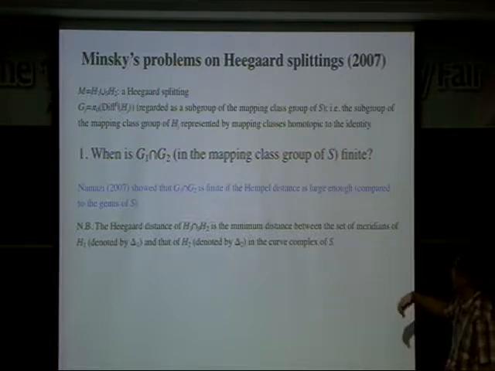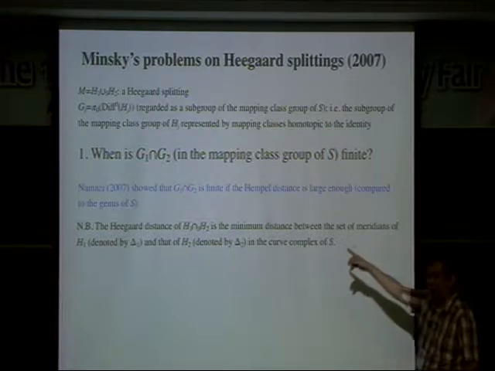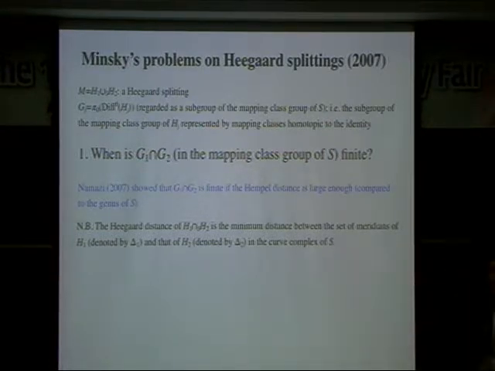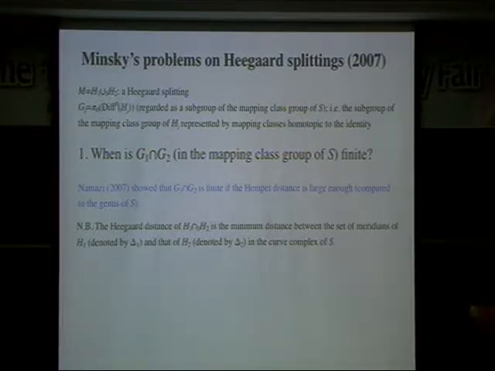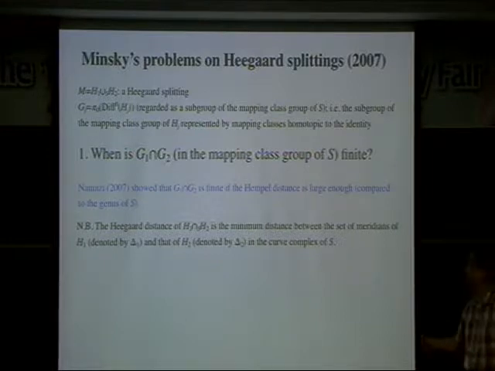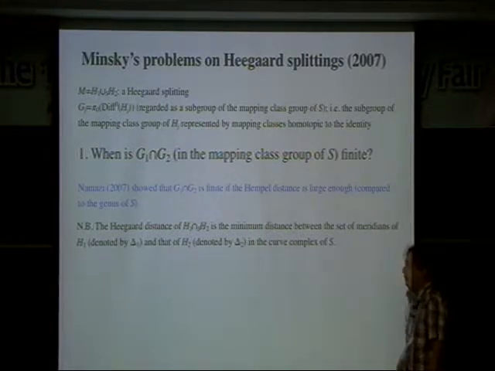So Namazi showed that if the Heegaard distance or Hempel distance is large enough... Both are right actually, Heegaard distance or Hempel distance, either is okay. Let me say Hempel distance. So if the Hempel distance is large enough, then this intersection is finite.